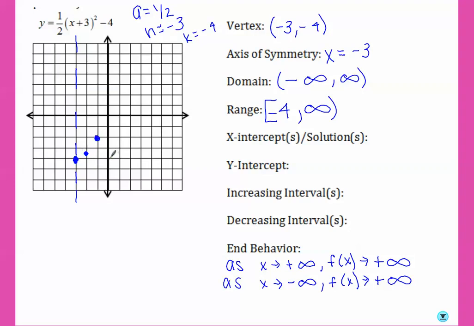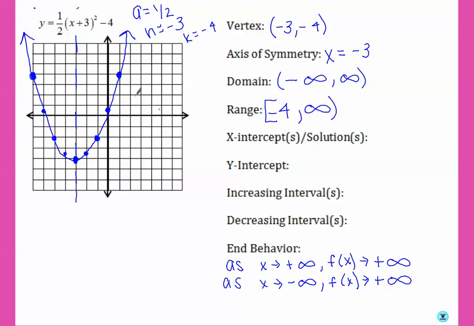3 squared is 9, so halfway would be 4 1/2. 4 squared is 16, so halfway up would be 8. 5 squared is 25. Half of that would be 12 1/2, which won't fit, so we'll stop there. Reflect your points on the other side of the axis of symmetry. And connect your dots to draw your parabola. And make sure you're putting arrows on the end.